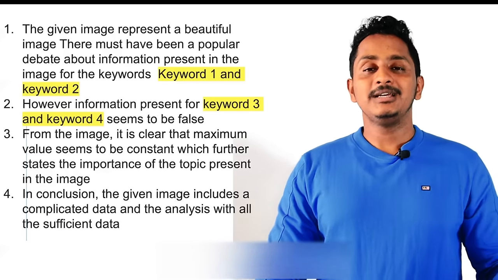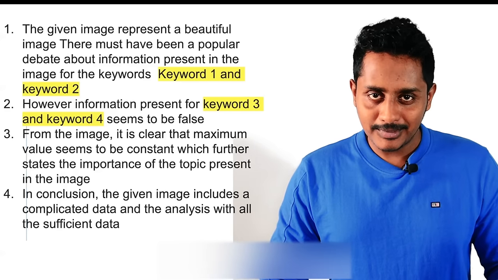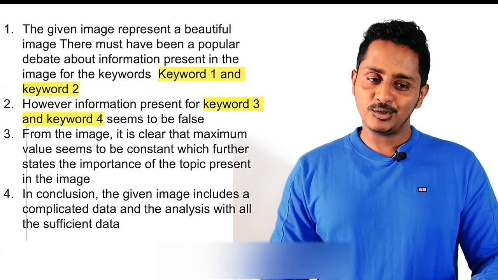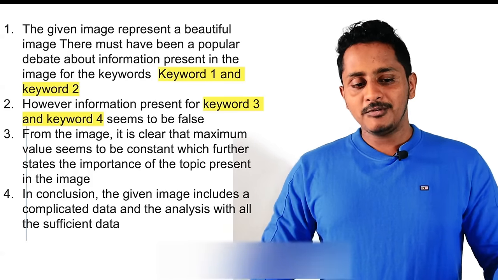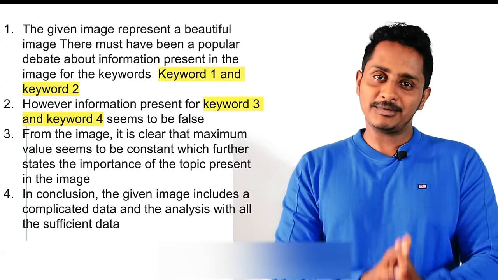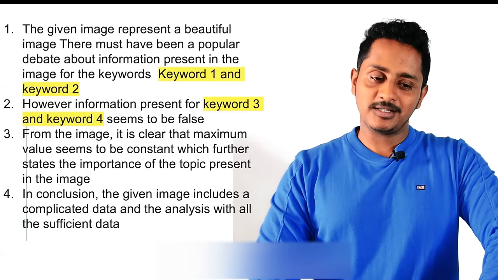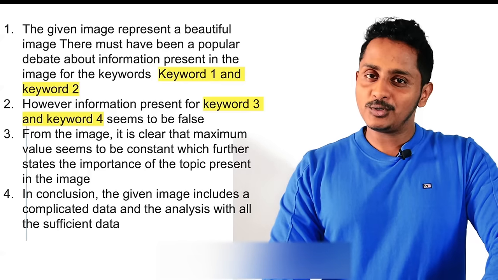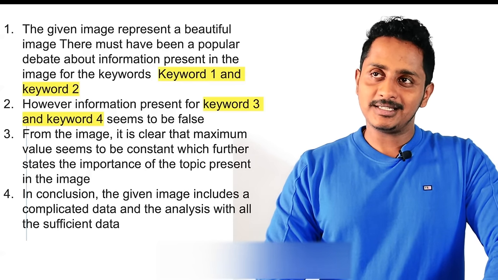It is the fluency. The given image represents a beautiful image. There must have been a popular debate about the information present in the image for the words Opera and Safari. However, information present for green and yellow seems to be false. From the image, it is clear that the maximum value seems to be constant, which further states the importance of the topic present in the image. In conclusion, the given image includes complicated data and analysis.